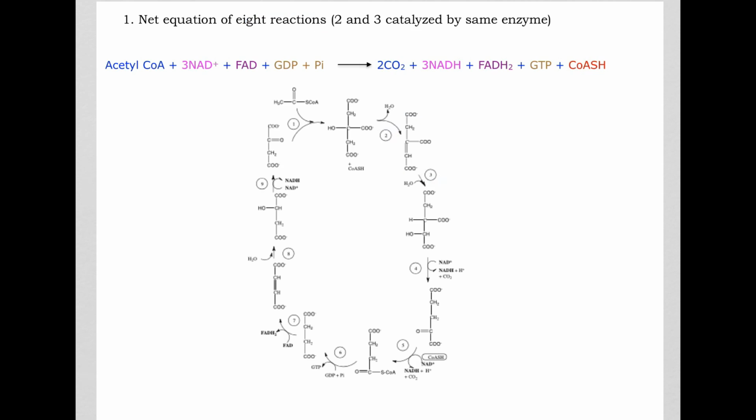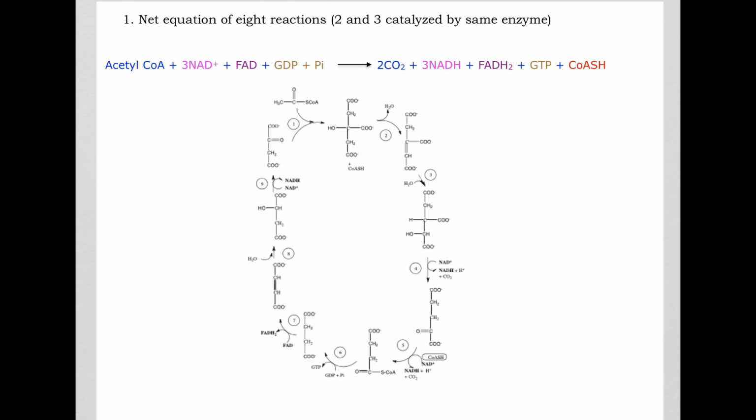When you look at the net equation of the Krebs cycle, you will see clearly what is happening in this cycle. Carbons in the form of acetyl-CoA are entering the Krebs cycle, and these carbons are oxidized to carbon dioxide. So you see carbon dioxide coming out here, carbon dioxide coming out here. There are 2 carbons for acetyl, and those 2 carbons eventually get oxidized to carbon dioxide.